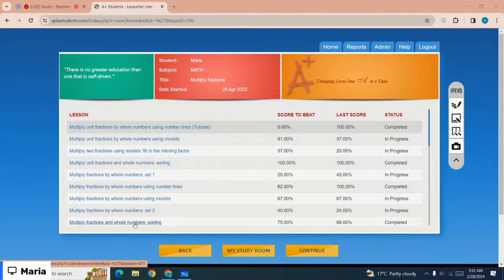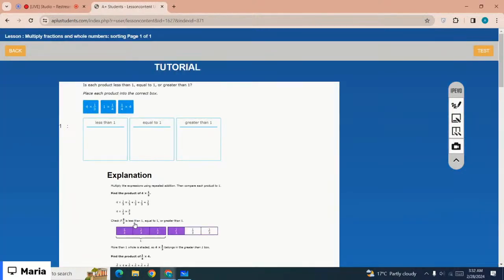The next lesson is multiply fractions and whole numbers sorting, right? Sorting means you have to arrange these numbers, right? Let's just start with the test questions.